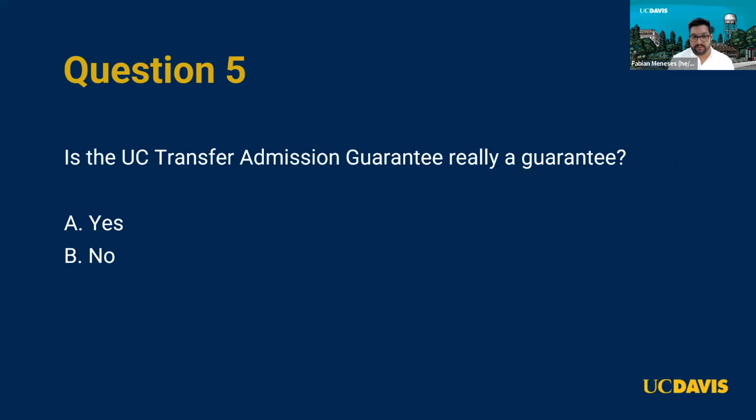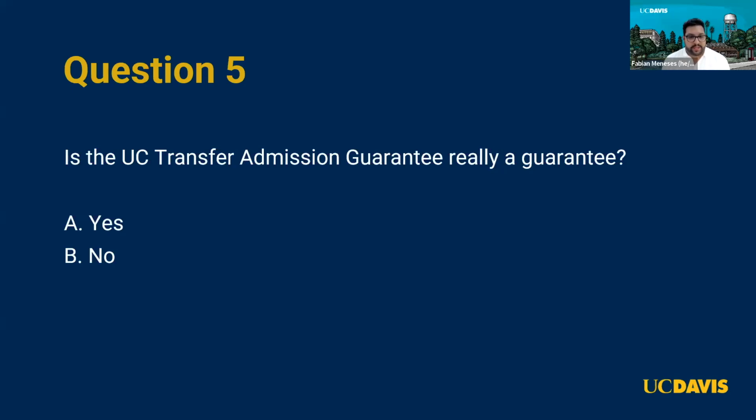So what are we thinking? A, are we thinking B? Okay, so I see a couple of mixed answers. So the answer is yes, as long as you follow the guidelines within your TAG conditions. So TAG is a contract. And if you abide by all the conditions in that TAG contract, then your TAG will be in good standing. If you violate your TAG conditions, then your admission will be rescinded for eligibility.